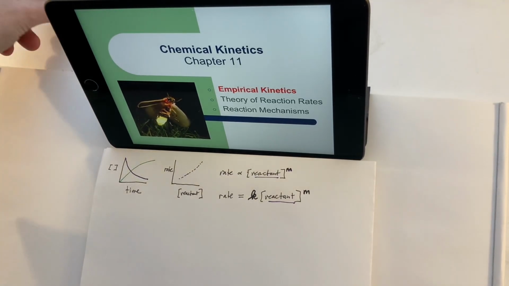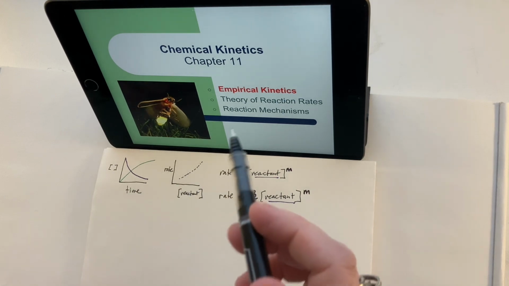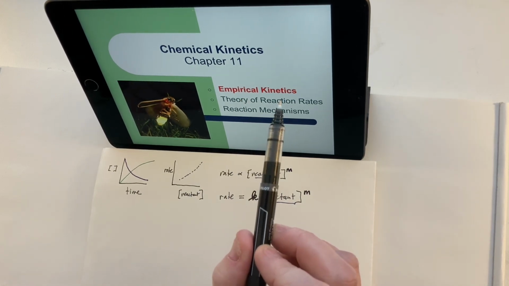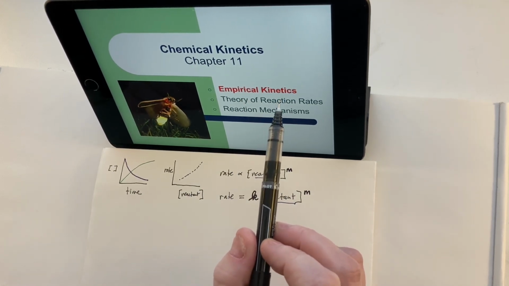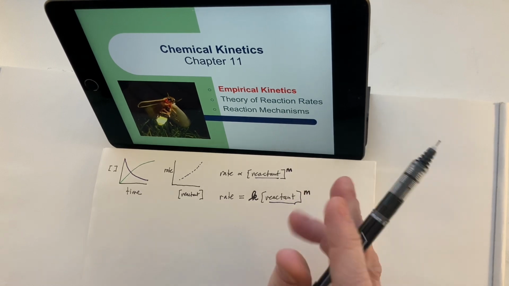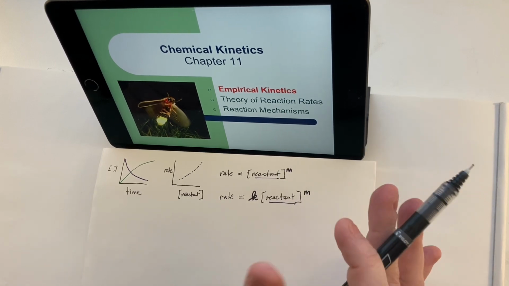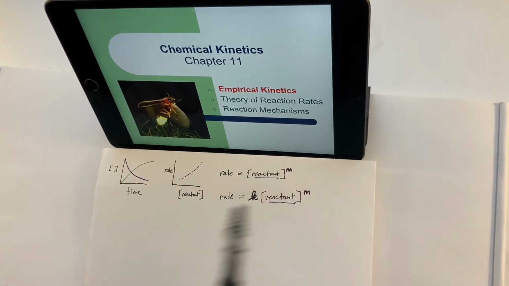Oh, so this is chapter 11. We're studying chemical kinetics, and we're starting with the area of empirical kinetics, where based on data, we can talk about reaction rate and get some other properties about chemical reactions.